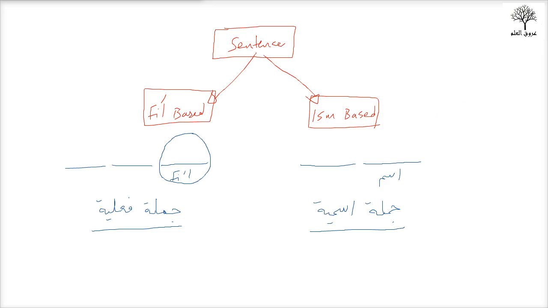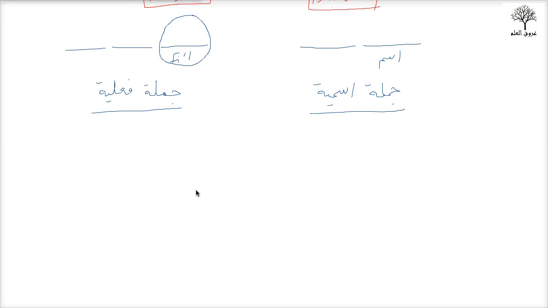Let me give you a couple of examples just to clarify things now. Here's an example of a jumla fi'liya. For example, ذهب Zaid. ذهب Zaid. The first word in the sentence is a fi'l. So this is a fi'l based sentence. Because it's a fi'l based sentence, we call this a jumla fi'liya, because it starts off with a fi'l. Make sense? And an example of a jumla ismiya, exactly the same thing, but if we were to start the sentence off like this, Zaid ذهب.